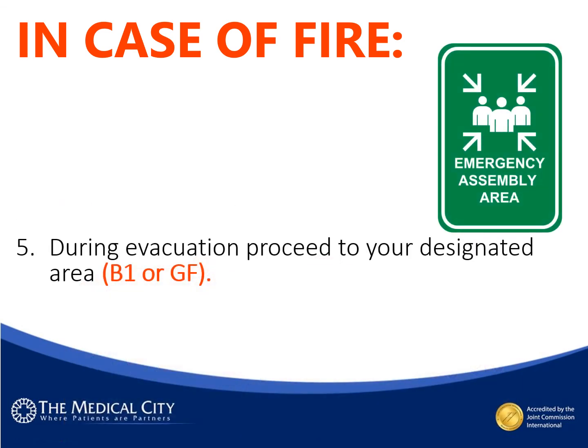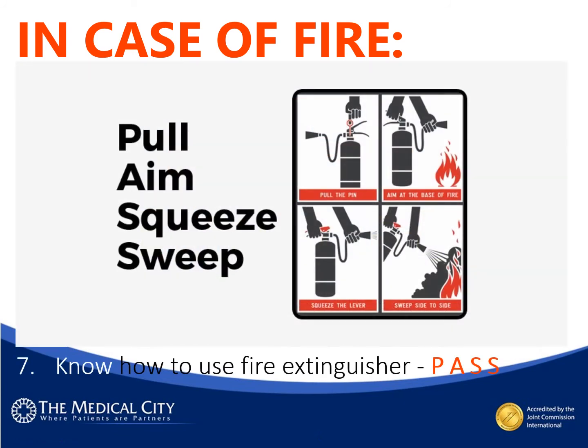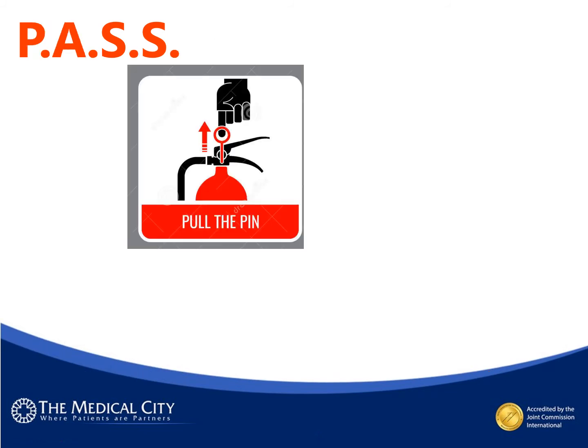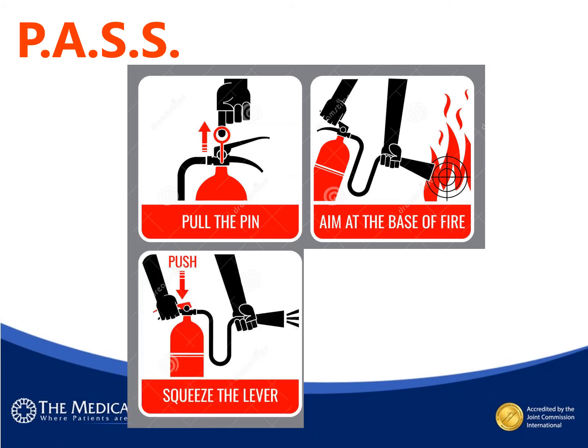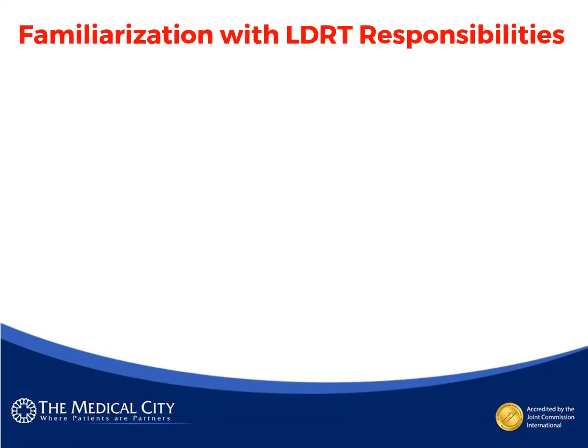5. During evacuation, all must proceed to designated area, B1 and GF. These are the 2 exit points. 6. Everybody should be aware who the LDRT members are for the particular shift or day. And 7. All staff should know how to use fire extinguisher. PASS stands for pull the pin, aim low at the base of the flames, squeeze the lever, sweep side to side. Employees assigned to these roles must be familiar with their responsibilities.